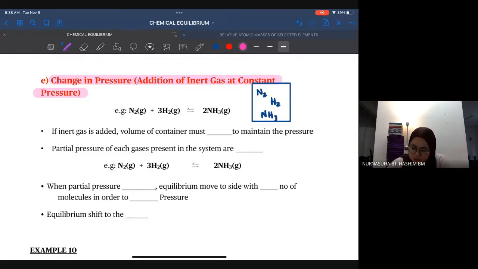Okay, lepas tu, medium tambah neon, for example. So, kalau medium tambah neon, obviously lah total pressure bertambah kan. So, untuk kasih pressure to constant, I have to make the volume of the container increase. I have to increase the volume of the container.